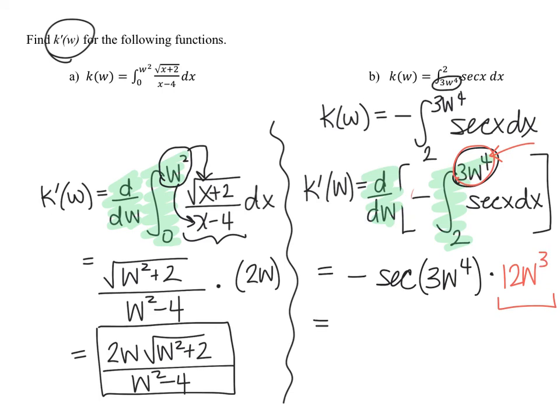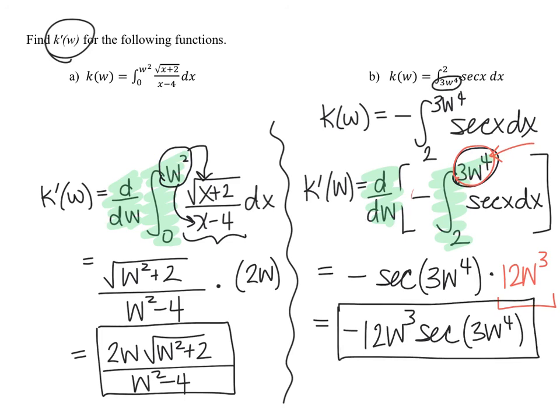So this is going to leave us with negative 12w cubed times the secant of 3w to the 4th power as my answer for the derivative of the original function.